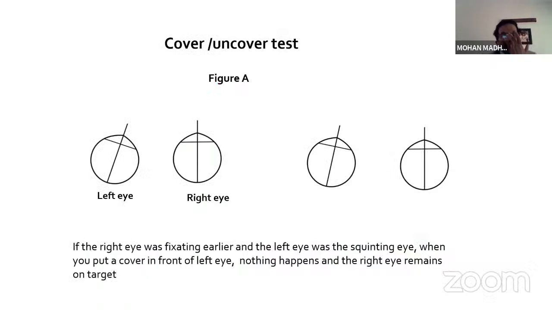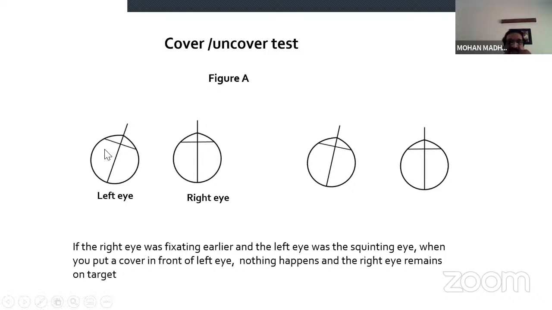Let us see, for example, here. This is a cover-uncover test. This patient has the left eye adducted, or deviated medially. We call it esotropia. But this may be subtle. Sometimes just by looking, you may not be able to find it out.